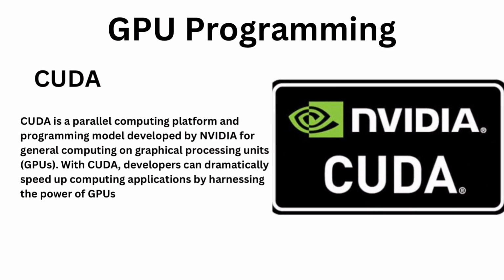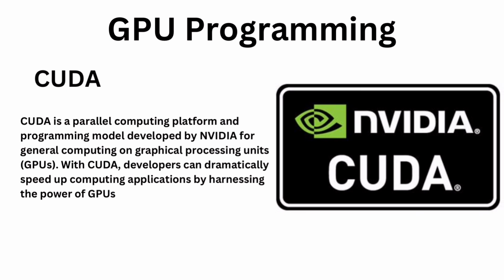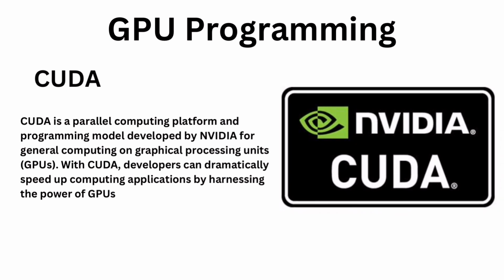Next, let's talk about GPU programming. CUDA stands for Compute Unified Device Architecture. It's a programming model created by NVIDIA, and developers use it for general purpose GPU computing. Essentially, CUDA allows you to harness the power of GPUs for tasks beyond graphics, like machine learning, data processing, and scientific computing. In short, CUDA makes it possible to unlock the full potential of GPUs for more than just gaming or rendering. It's a game changer for AI and ML development.